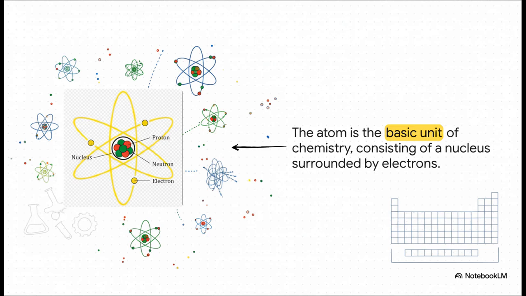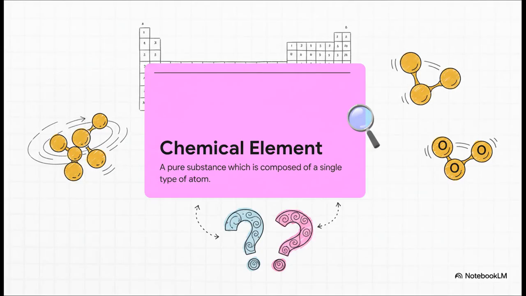So everything, and I mean everything, is made of atoms. And every atom has a core, which we call the nucleus. Inside that nucleus, you've got positively charged protons and neutral neutrons. And then, whizzing around that nucleus, you have these tiny negatively charged electrons. These three little particles are the building blocks for the whole shebang. A chemical element, then, is really just a pure substance where every single atom is the exact same type. So, a chunk of pure gold only contains gold atoms. A breath of pure oxygen? You guessed it, only oxygen atoms.